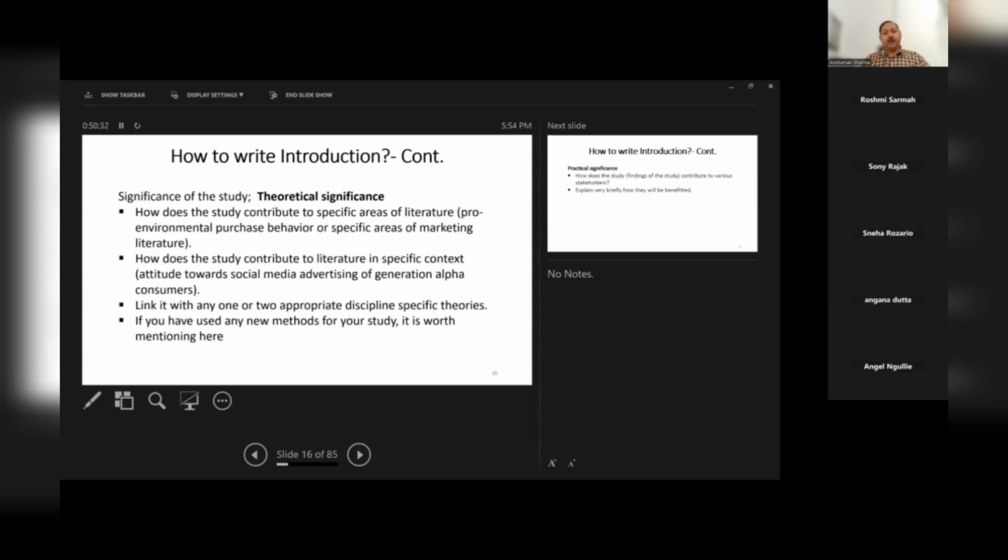Okay, and finally, you have to write some kind of significance of your findings. Don't write everything here in the introduction section. Why? Because if you write everything in the introduction section, it will be too big. Definitely you will have a significance section at the end of the research paper.